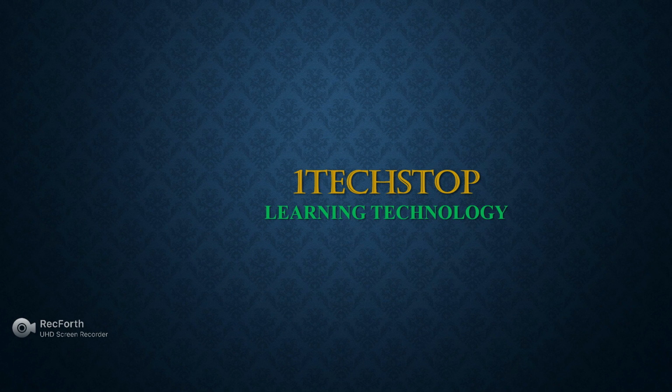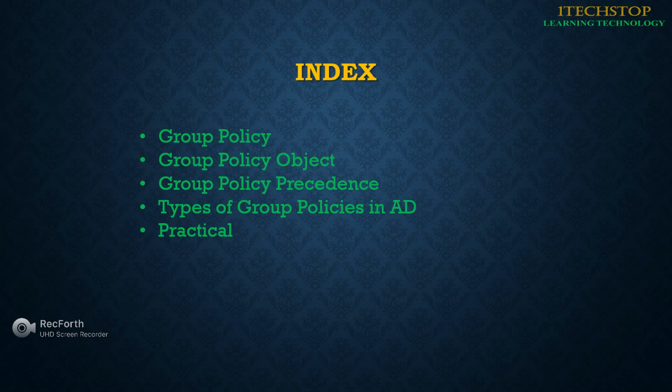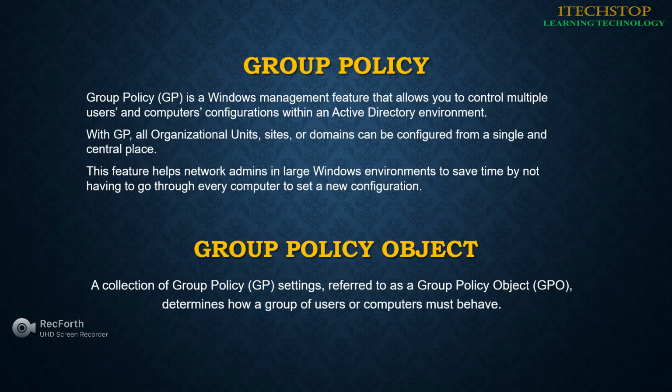So in our previous video we have seen what is an Active Directory user, what is an Active Directory computer, what is an organization unit, and what are the groups, security and distribution groups. We have seen how to create and manage all those things. In today's video we will see what is a group policy, what is a group policy object, what is group policy precedence, types of group policies, and we will also see a few examples of how to create a group policy. So let's try to understand one by one what is a group policy.